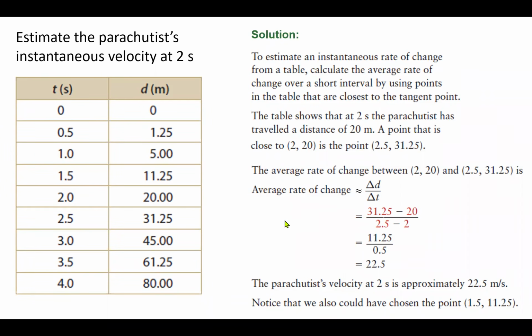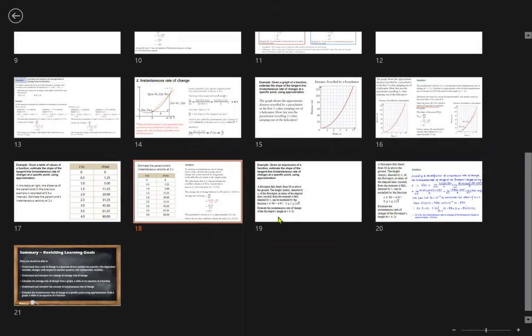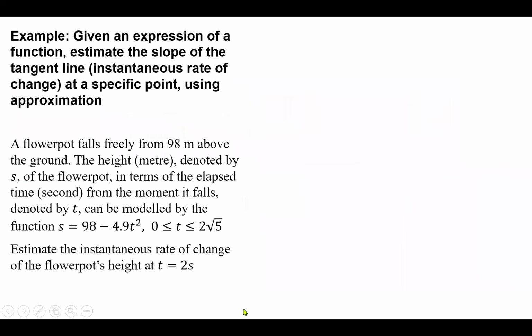All right, if you don't have any questions, let's see the next example, which is the last example of today's lesson. Okay, so this example illustrates that given an expression of a function, we can also estimate the slope of the tangent line, also known as the instantaneous rate of change, at a specific point using approximation. Okay, let's have a look at the example here.